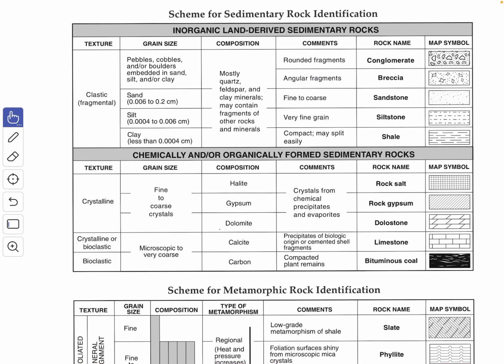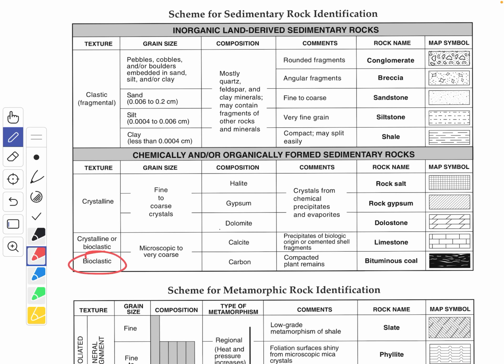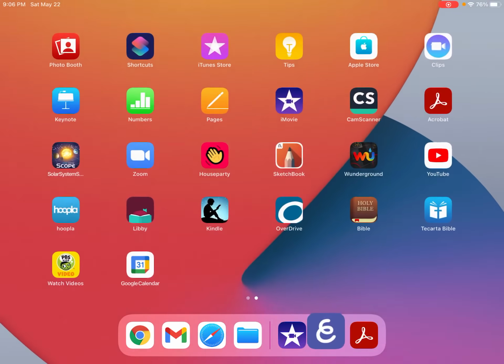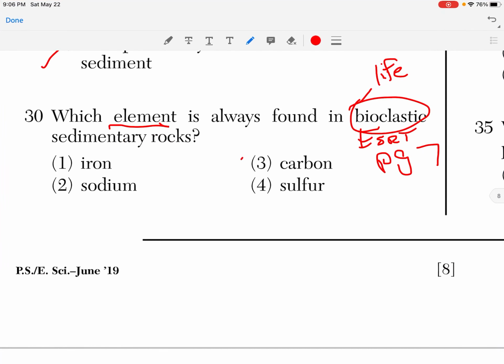Here's the sedimentary rock chart at the top of page 7, and bioclastic rocks are here at the bottom of that chart. So let me just circle that. There's bioclastic. The composition of bioclastic rocks, as you can see here, is carbon, compacted plant remains, right? So it's made from carbon, and therefore the answer to this question is simply number 3.